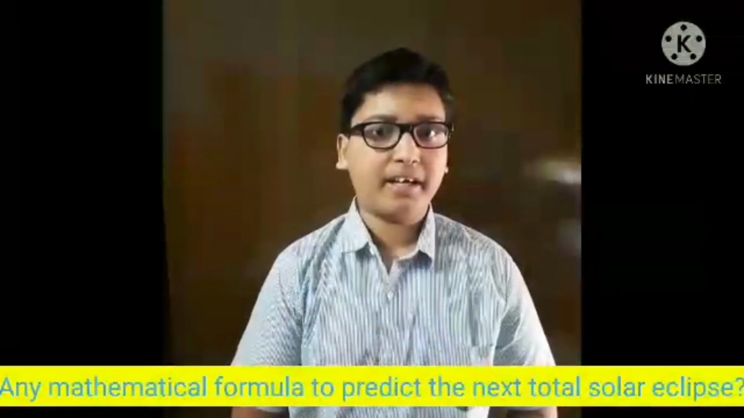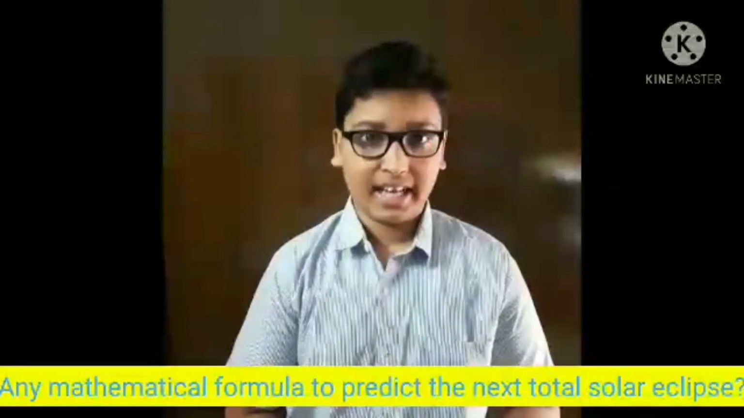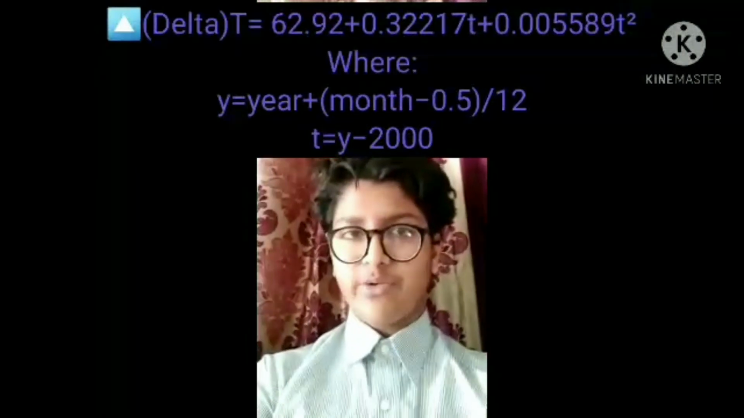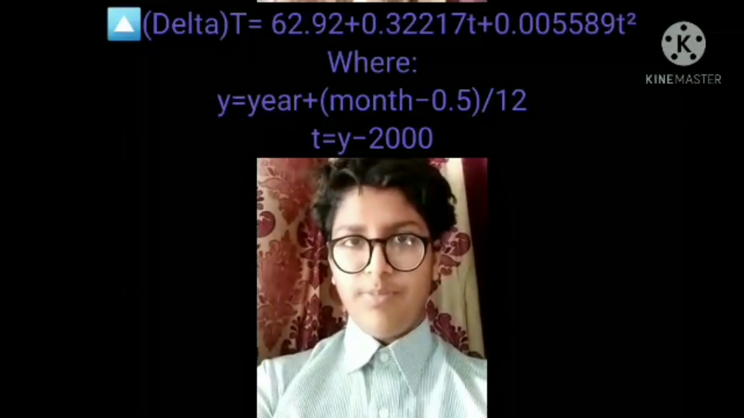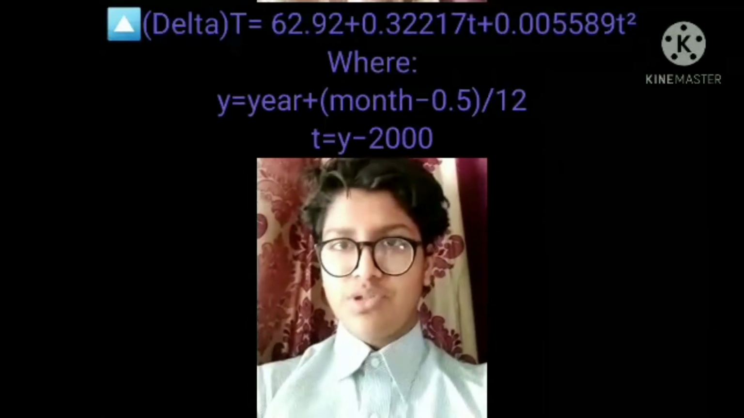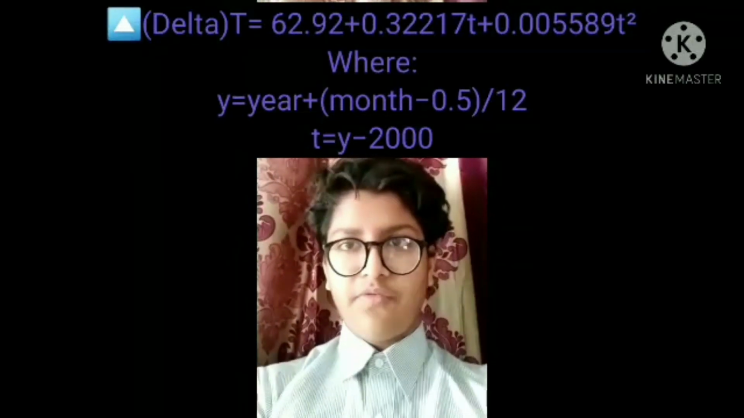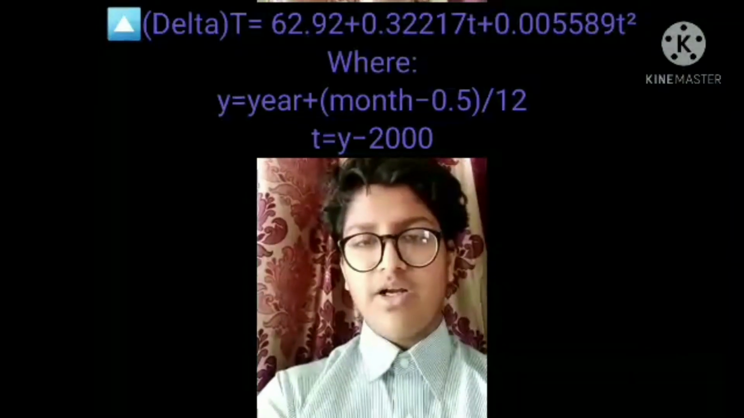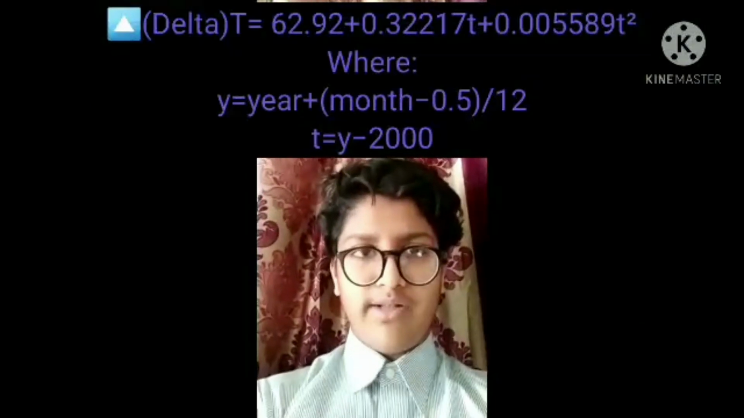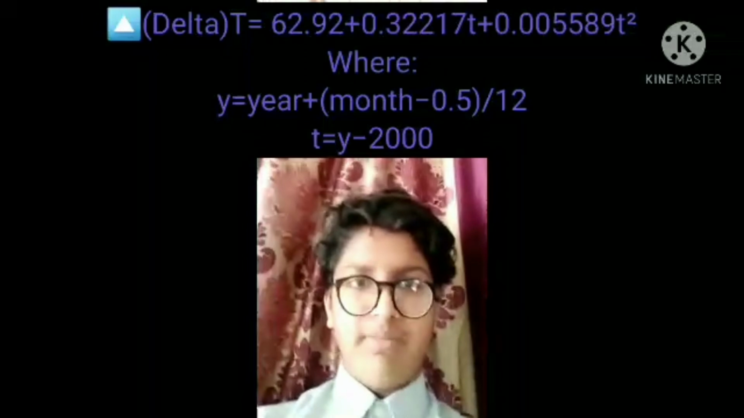So we see, as a result of a bit of lucky math, we get to experience the wonder of total solar eclipse. Now, is there any mathematical formula to predict the next total solar eclipse? Yes, the formula to find the next solar eclipse is delta T is equal to 62.92 plus 0.32217 into T plus 0.005589 into T squared, where Y is equal to year plus month minus 0.5 by 12 and T is equal to Y minus 2000.